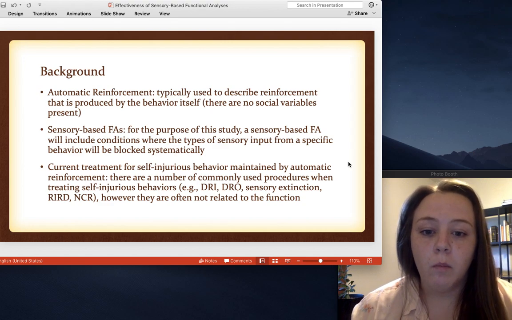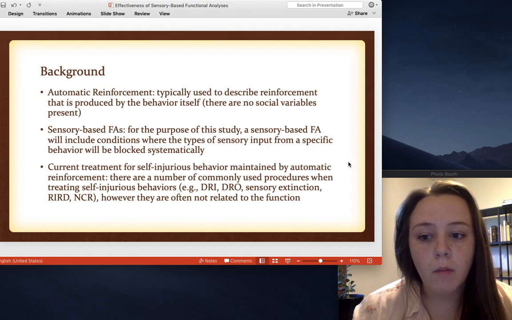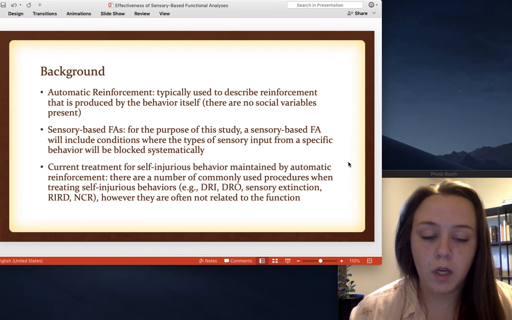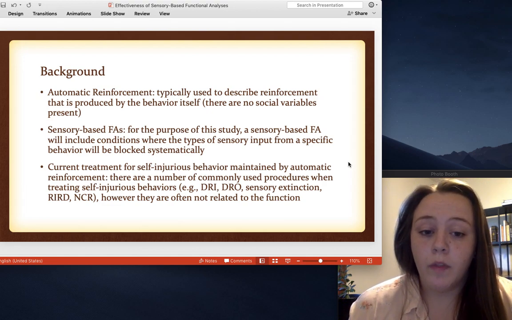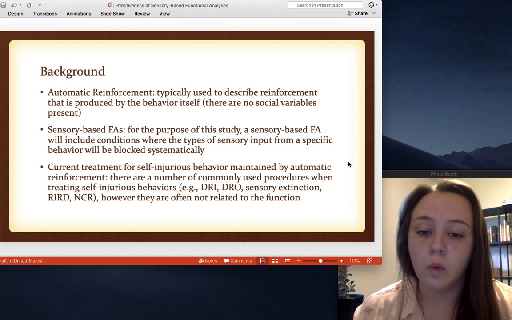And then for what people currently use for self-injurious behavior and why it's important to look at this, really we don't have many function-based treatments for automatically reinforced problem behavior, just because we don't typically know what the true function is. Automatic reinforcement is just a very general label that we use.